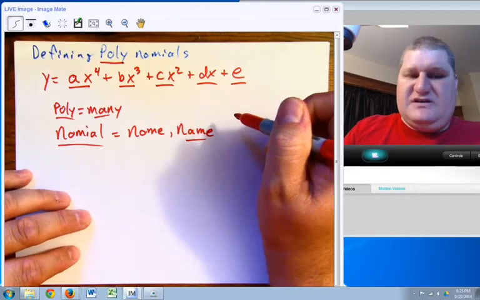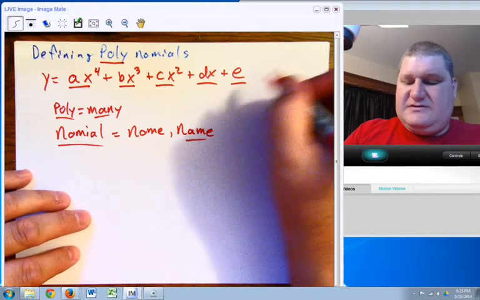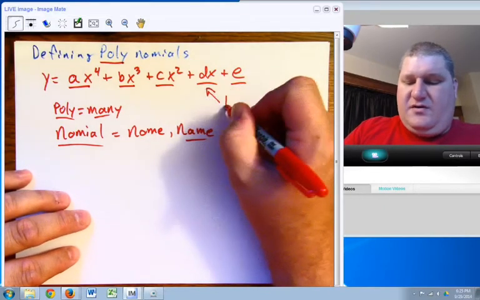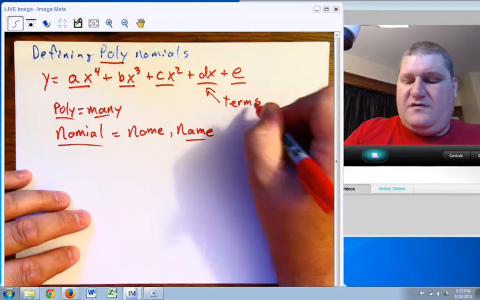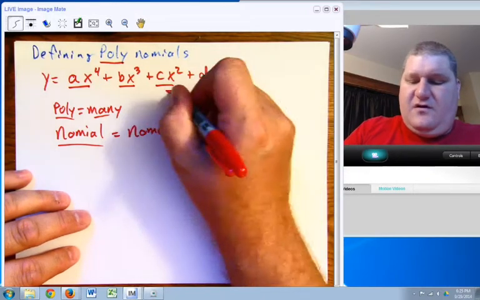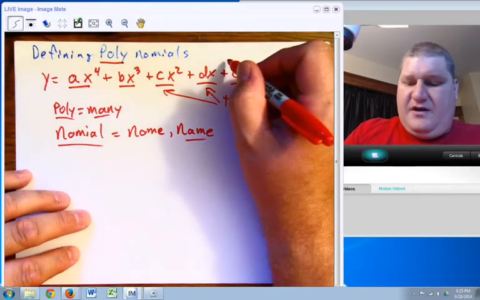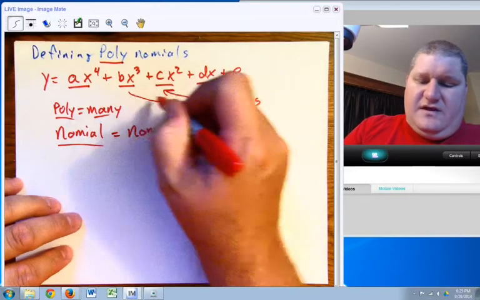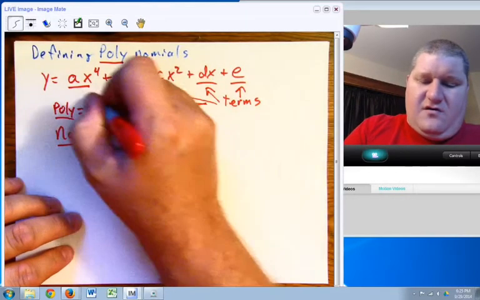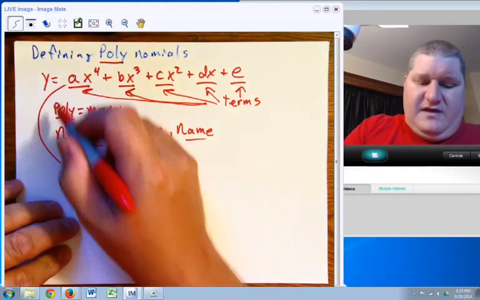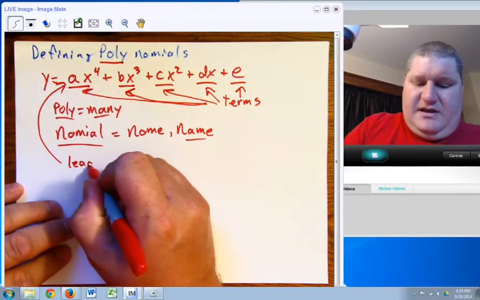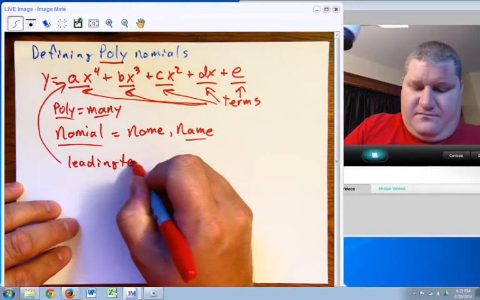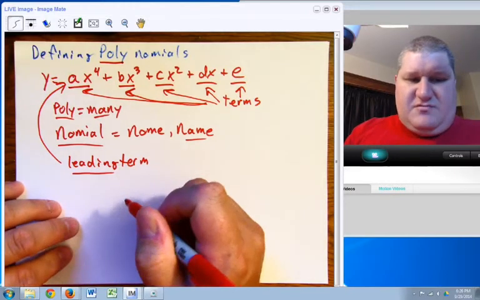Each of those is considered an individual piece. Now, again, little vocabulary. These are called terms. Alright, these terms are separated by operators, separated by plus or minus signs. So every one of these is a term. Now, in this case, we have a leading term. A leading term, of course, because it's leading.